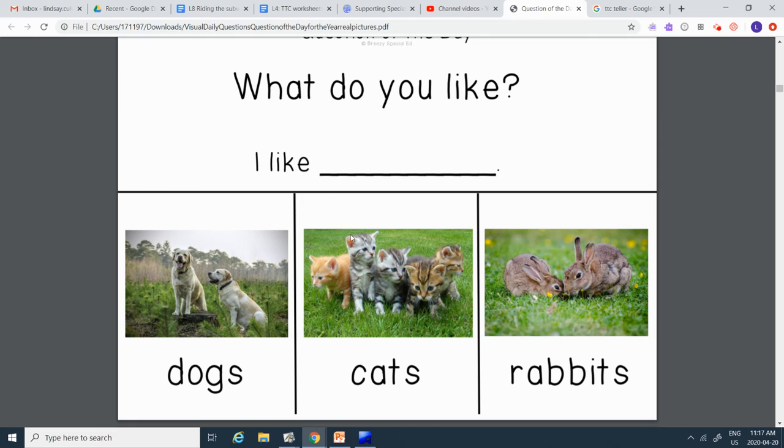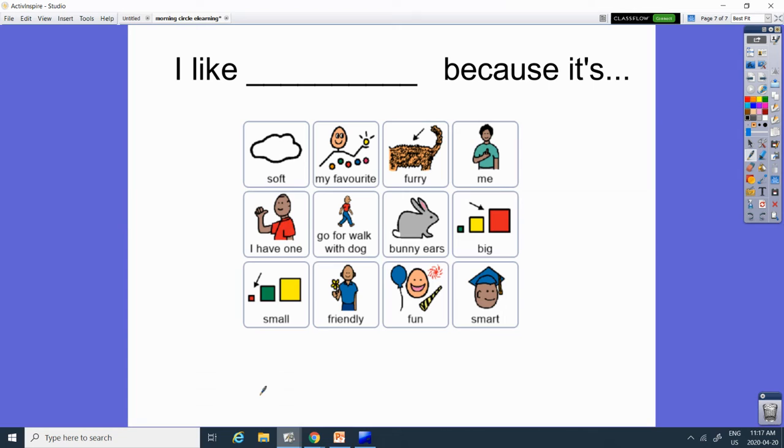Maybe you like dogs. Maybe you like cats. Maybe you like rabbits. And why do you like it? So I like dogs because they are soft, your favorite, furry. You have one. Oops, those are mixed up. Sorry about that. You like to go for a walk with your dog. You like bunny ears because they're big, because they're small, because they're friendly, because they're fun, because they're smart. Any of the reasons that you can think of why you like dogs, kittens, or bunnies. Either write it down or just point at the screen for your reason.